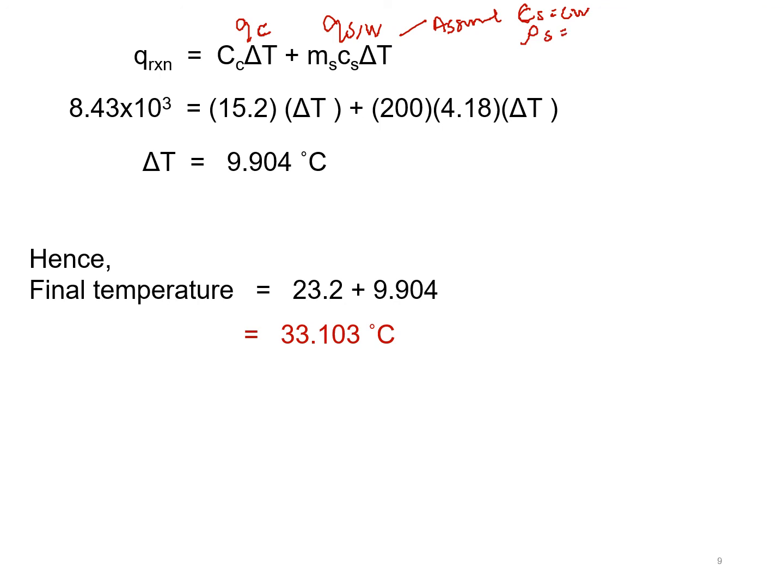The density of the solution is equal to the density of water. Then in the calculation, you drop the negative sign, because you can't end up with a negative temperature. The negative sign just shows that the heat is released. So when you put it into the calculation, you drop the negative sign so that you get the temperature difference. The temperature difference can't be negative. Then for the final temperature, you use the information given, and after that you add up to get the final temperature.